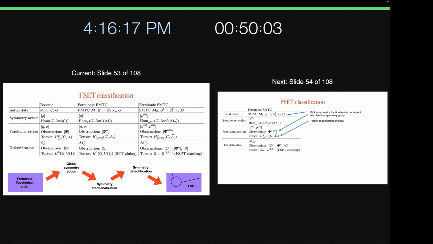It's just meant to show you we have a table in our paper which summarizes all of the classification data. Starting with the columns: in the middle, we start with the bosonic theory; then the fermionic modular tensor category; and in the last column, we start with the supermodular tensor category. As you go through the rows, you add more and more structure, and we tabulate the various obstructions that one encounters.